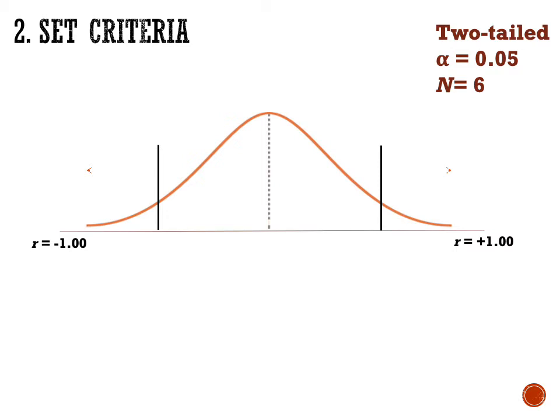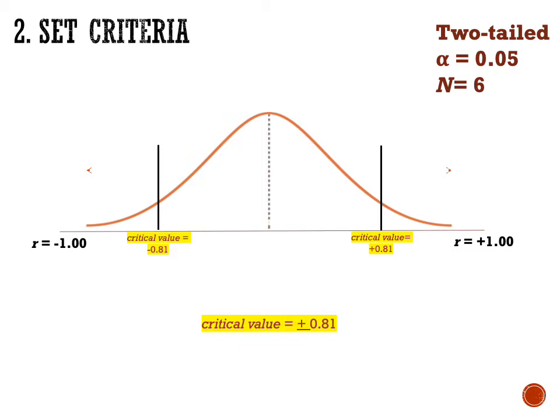This is the R distribution. R can range from -1 to +1. Because our hypothesis is two-tailed or non-directional, our critical R can either be positive or negative. So technically, our critical value is actually plus or minus 0.81. It can either be negative 0.81 or positive 0.81. And that's a threshold for our critical region.